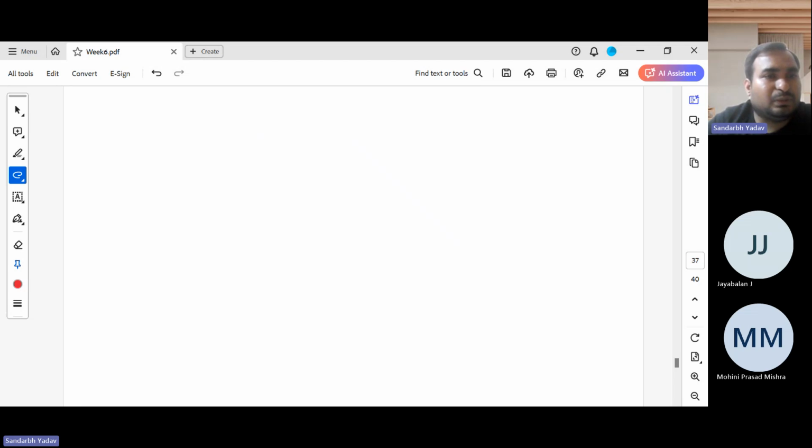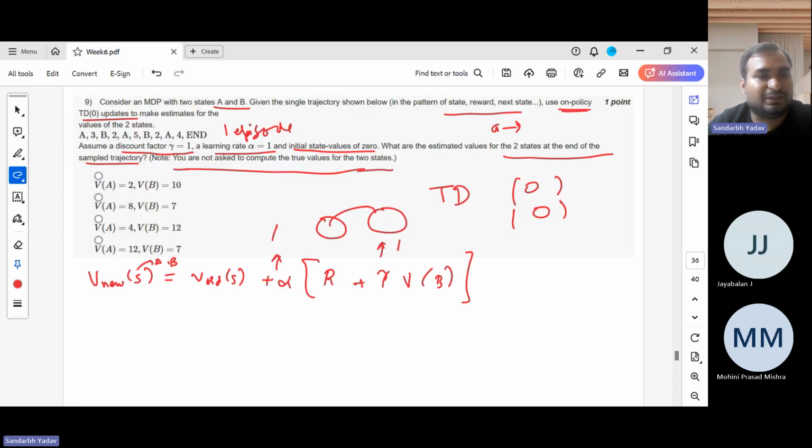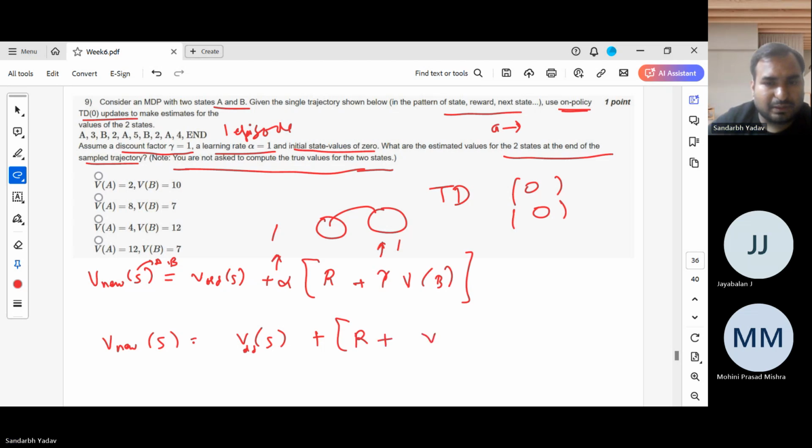So initially, we can take value of A as 0 and value of B also 0. So after the first transition, let's see what happens at the end of the first transition. Our update equation, if we simplify it, becomes V new of state S equals V old of state S, this goes to 1 plus, so this also goes to 1 plus reward plus whatever next state. I'll write next state here. This is our update equation, right? So let's do this.